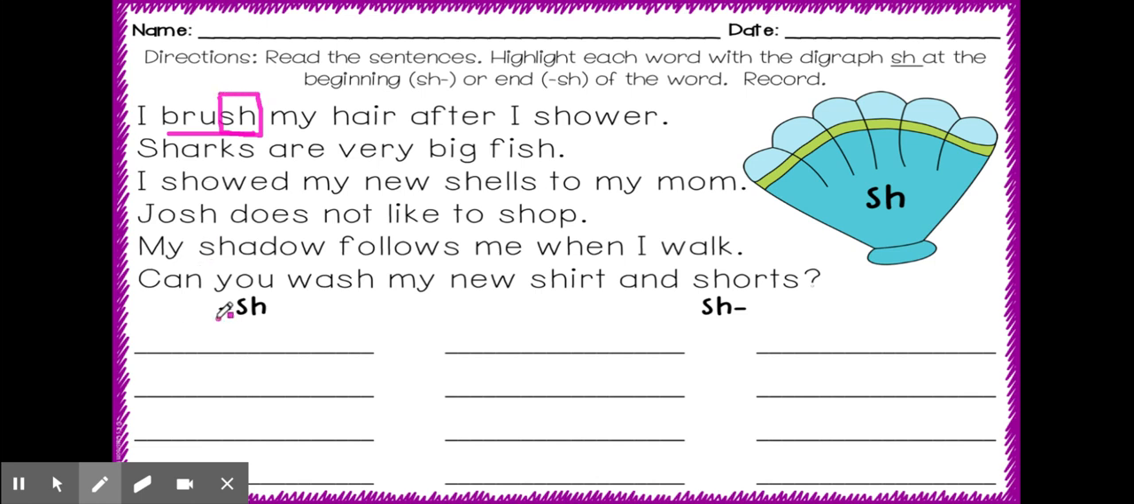And you're going to box the digraph SH. This column has SH at the end of the word, and this column has SH at the beginning. So brush. Where is SH in that word? That's right. It's at the end. So I'm going to put the word brush here as best as I can with this tricky pen. Fabulous. There was one more word in that sentence that had the digraph SH. I know I heard the sound sh somewhere. That's right, in the word shower. I'm underlining and boxing just my digraph. What column should I put the word shower in? That's right, over here, because SH is at the beginning of the word shower.